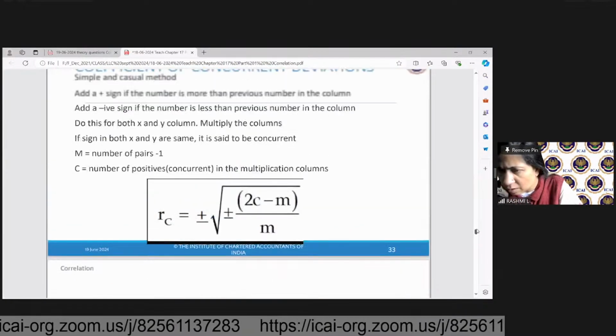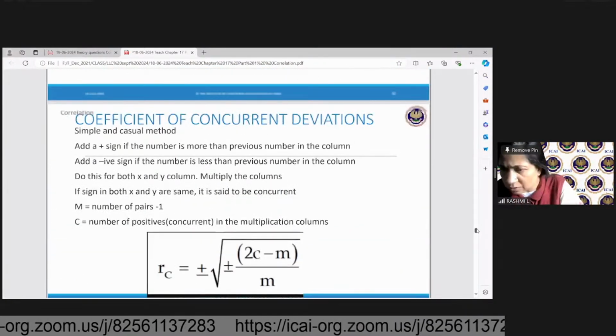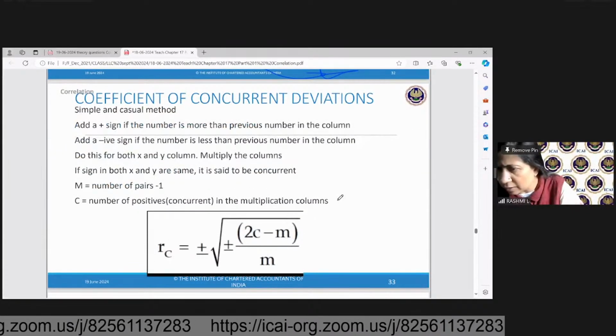Okay. Now let us go to the next topic, that is coefficient of concurrent deviation.